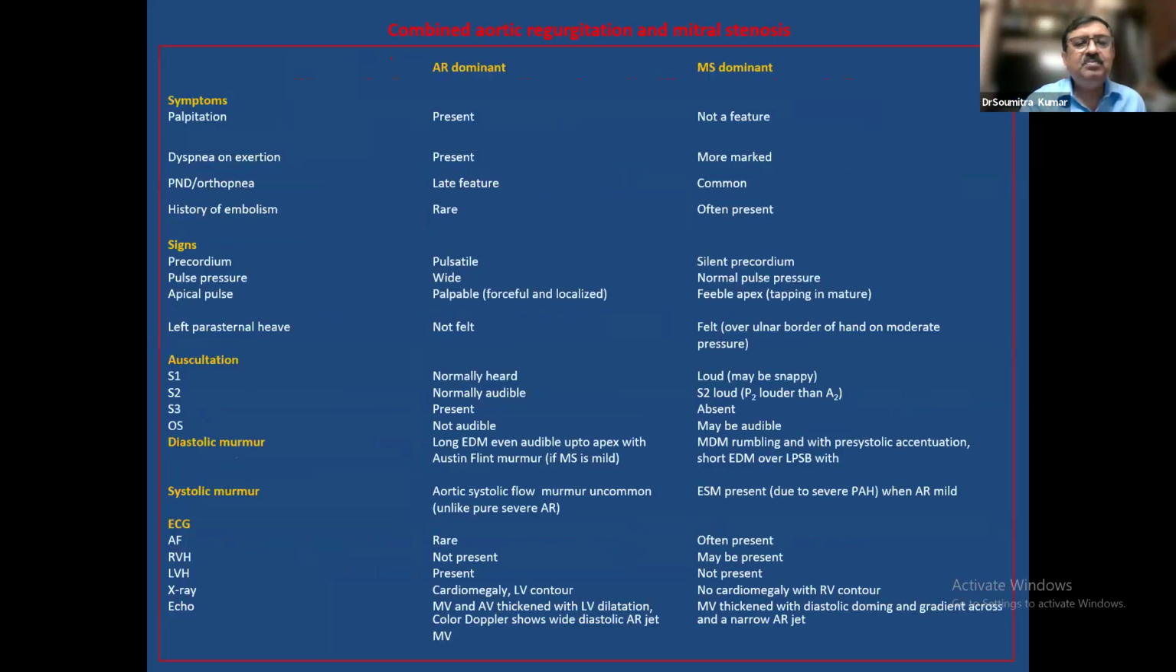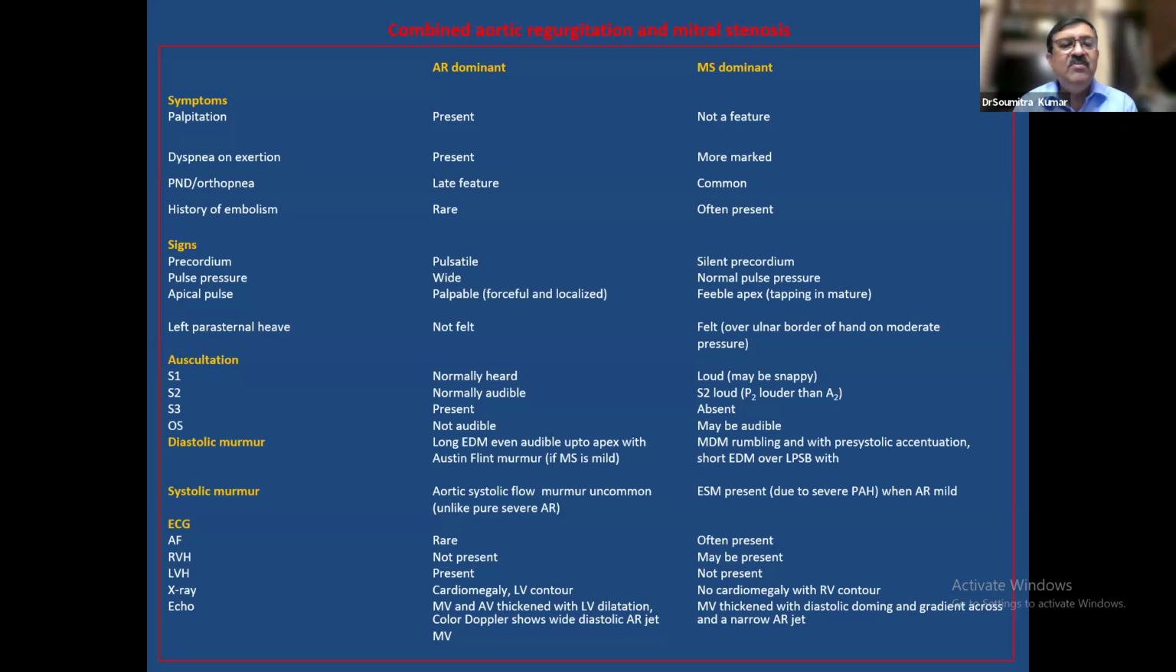Now we come to the more common other presentations that are likely to be given in the exams, a combination of AR and MS. This, as I said, is the second common combination, and palpitation is more common with AR as expected. But if you have more of dyspnea, and of course with PND and orthopnea, you think of MS dominance. Embolism, of course, is more common with MS, particularly if AF is there.